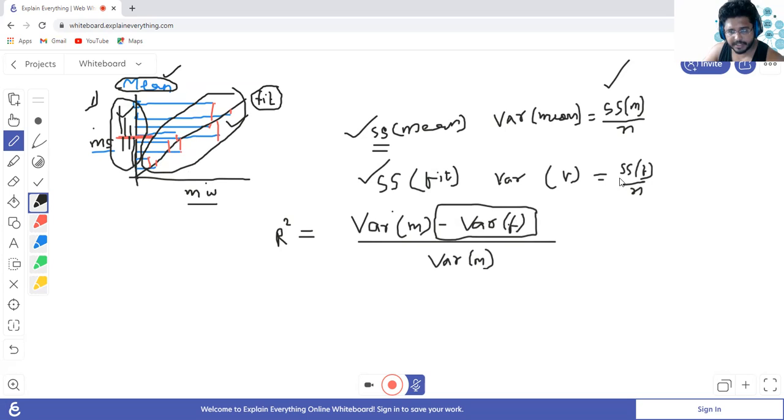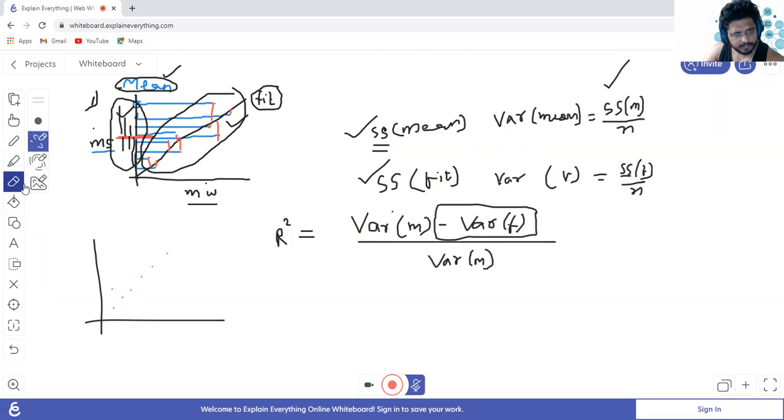Variation of f will be 0 when sum of squared of f will be 0. When will sum of squared of f be 0? If I have a distribution like this, and the best fit line is touching all the points. So what is the sum of squared errors here? 0.